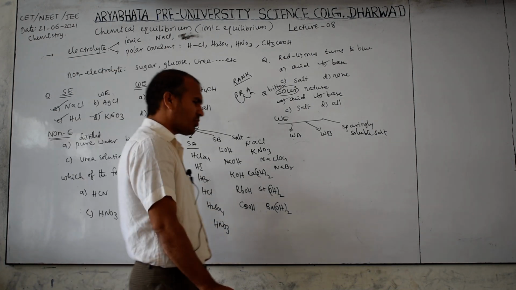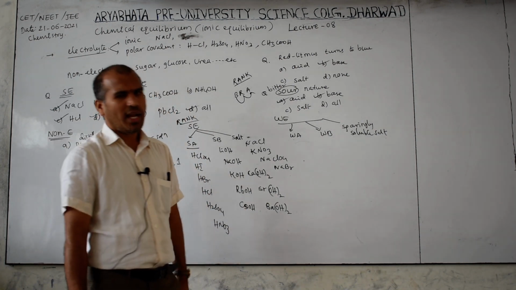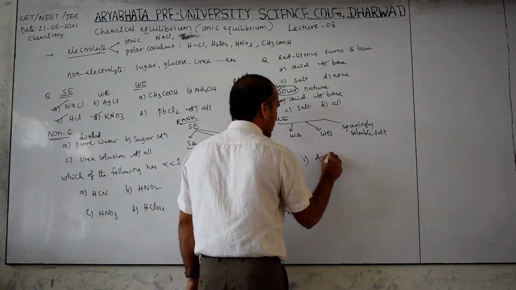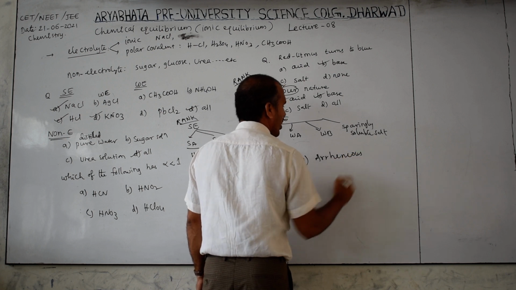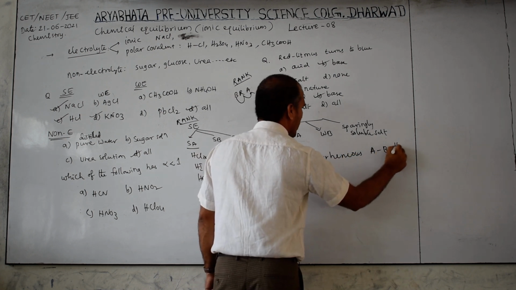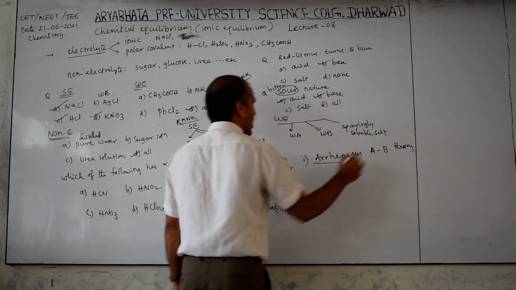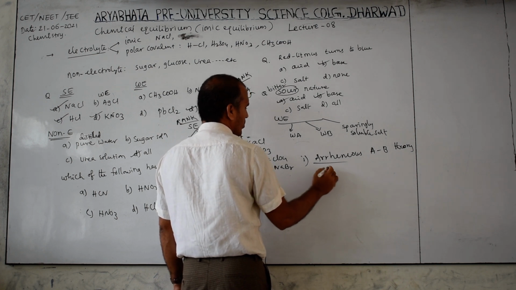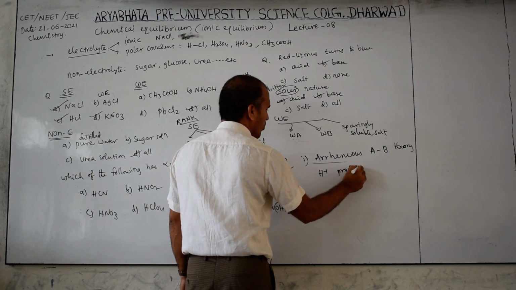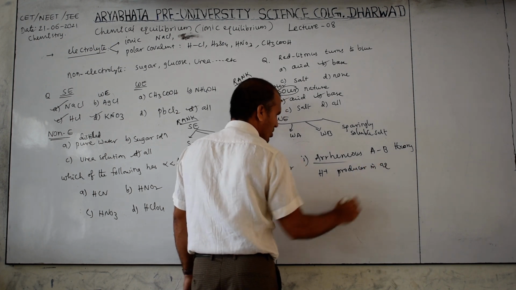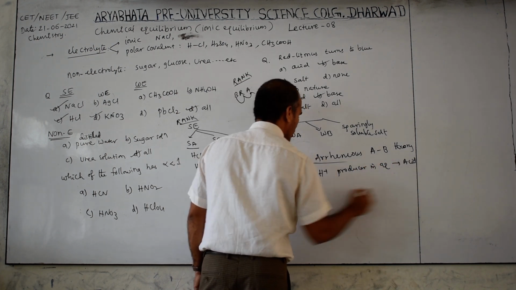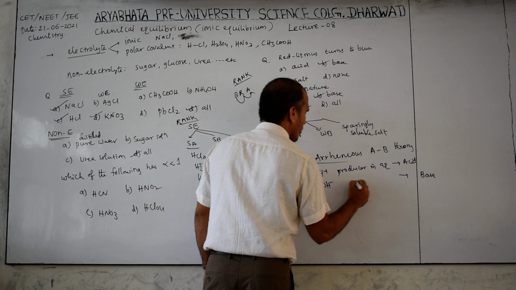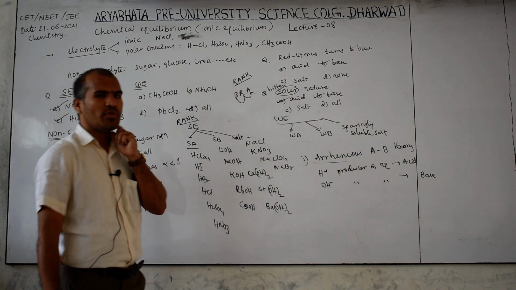Now we will go to define acid and base. Some theories are there. In that, the first one is Arrhenius theory, the Arrhenius acid base theory. According to this theory, an H plus producer in aqueous solution is called an acid. An OH minus producer in aqueous solution is called a base. Simple, this much is enough.